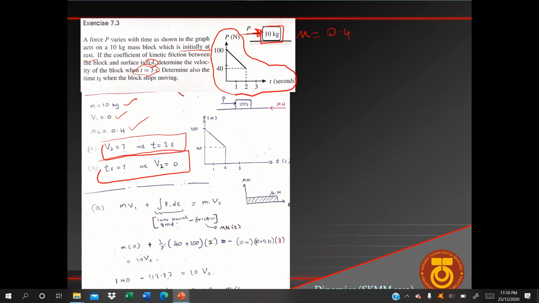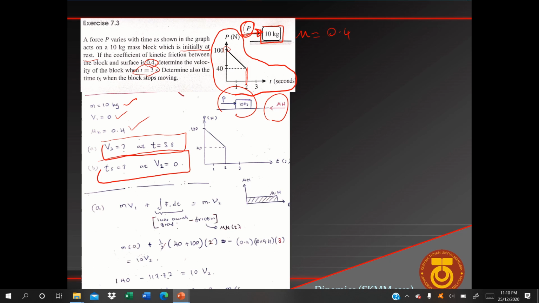What happens here is that when this component is pushed by the force P, the component will start moving. But after 2 seconds, there will be no force. If there were no friction, this component would continue moving and would not stop. But because of the friction, at some point the component will stop moving. So there will be a force here and friction in the opposite direction. That's why the component will stop moving.